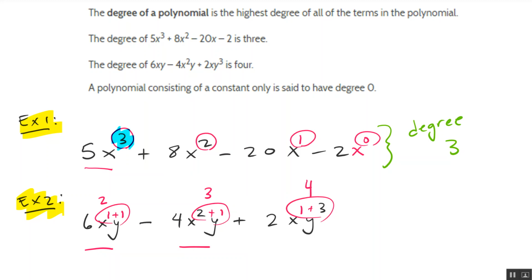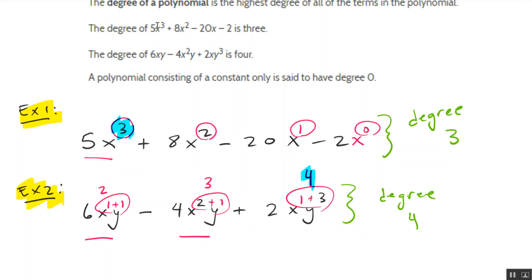So which of all of those is the biggest? Well, it's 4 in example 2. So the degree of the polynomial in example 2 is the largest degree of all the terms, and that is a 4. So this is a degree 4 polynomial.